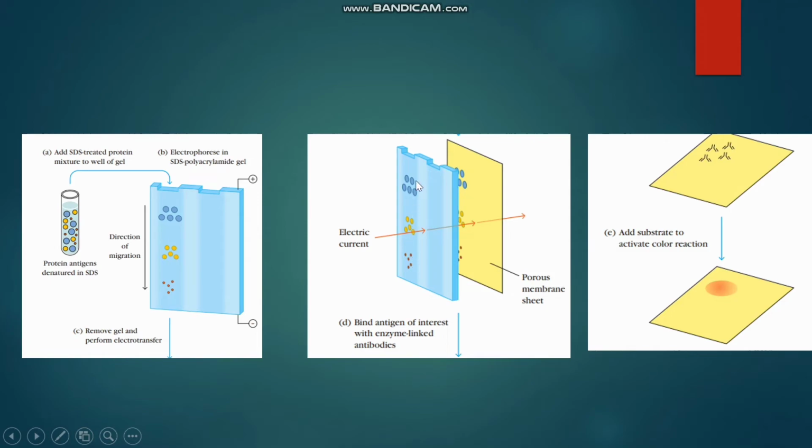So we need to transfer the protein bands to the nitrocellulose membrane. Then bind antigen of interest with enzyme linked antibodies. So it will get bound with the protein of interest. So when we are adding the substrate, it will form colored reaction. So based on that color, we can understand whether the specific protein is present in the sample or not. So this is the basic technique of Western blotting.